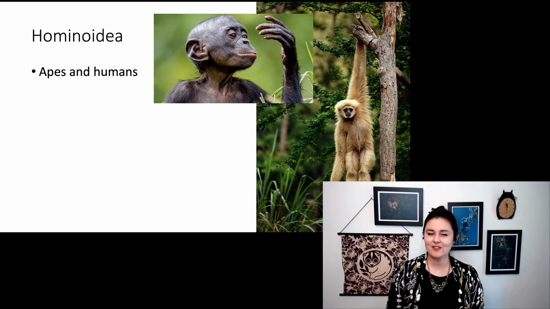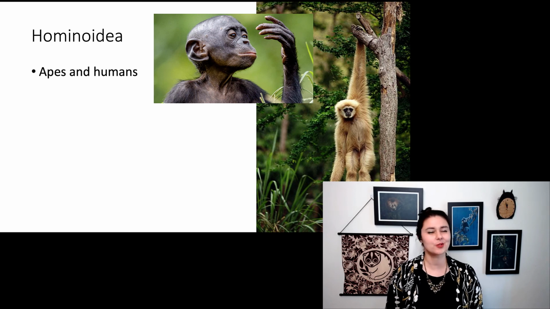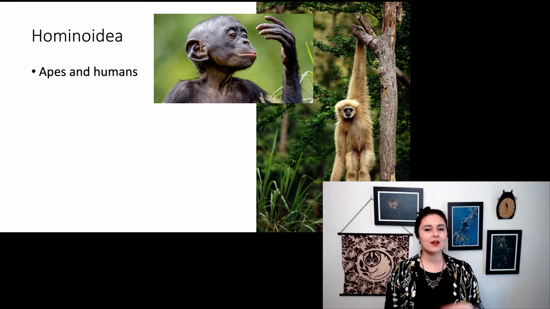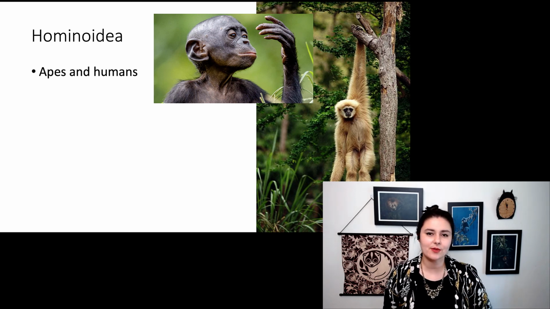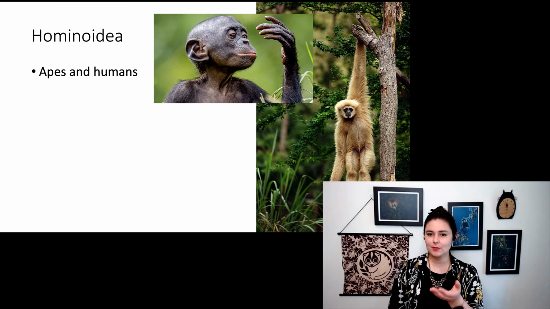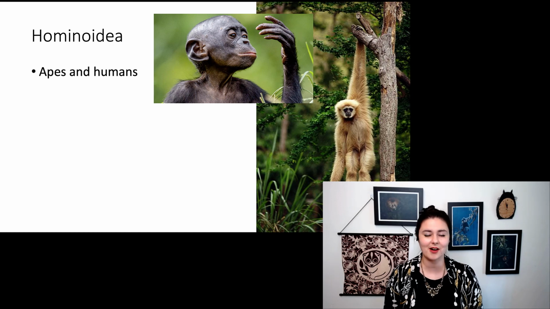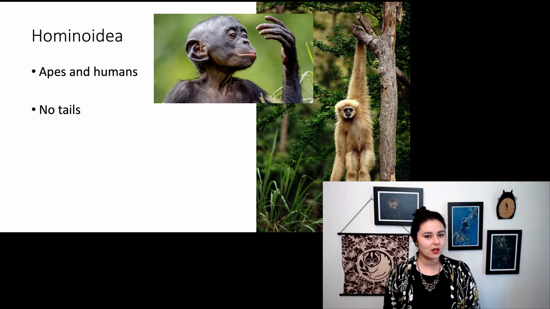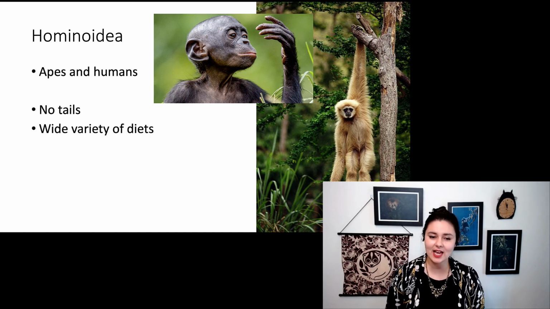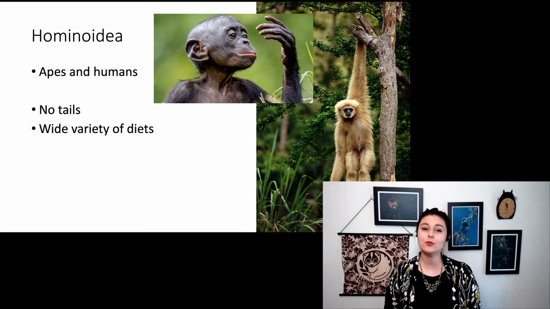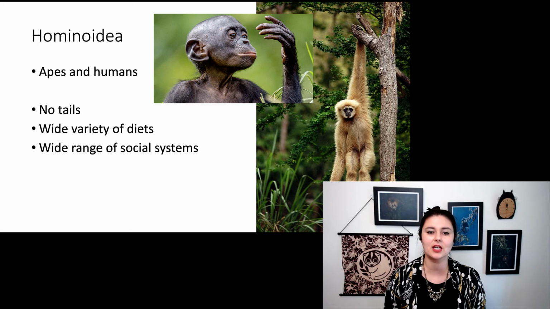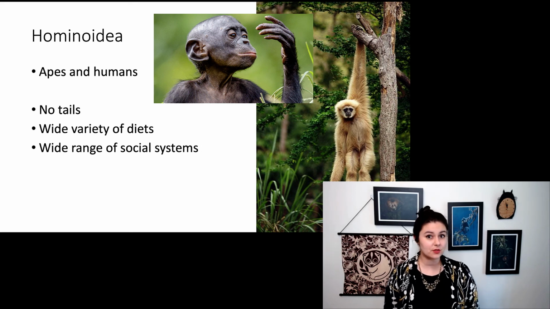And lastly, we have our hominoids, our apes and humans. I'm sure most of you are familiar. So we have our gorillas and orangutans, but we also have our gibbons, or these smaller apes with our really long arms. So all of our hominoids, we don't have any tails. There are a wide variety of diets going on. Everybody kind of specializes a little bit differently. And we have a really wide range of social systems.